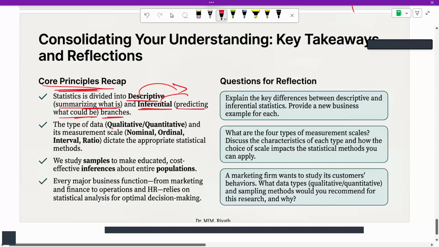Types of data, qualitative data, quantitative data, and its measurement like nominal data, ordinal data, interval data, ratio data, dictate the appropriate statistical method. We study samples to make educated, cost-effective inferences, using a representative sample about the entire population, and every major business function from marketing and finance to operations and HR relies on statistical analysis for optimal business.